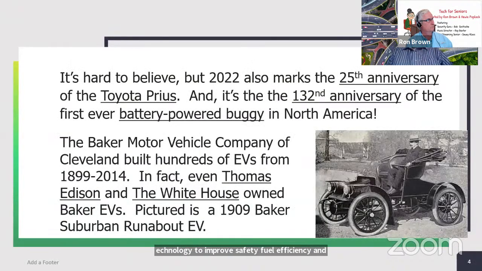It's hard to believe, but 2022 also marks the 25th anniversary of the Toyota Prius. I think it was America's first electric vehicle. And it's also the 132nd anniversary of the first ever battery powered buggy in North America. Wonder if you knew that. Now, the Baker Motor Vehicle Company of Cleveland built hundreds, maybe thousands of EVs from 1899 to 2014. In fact, even Thomas Edison and the White House owned Baker EVs. Pictured is a 1909 Baker Suburban runabout electric vehicle.